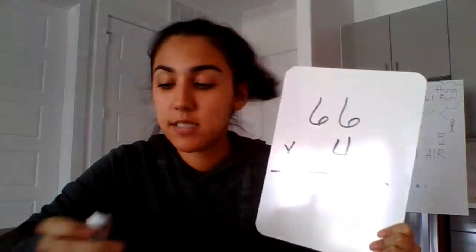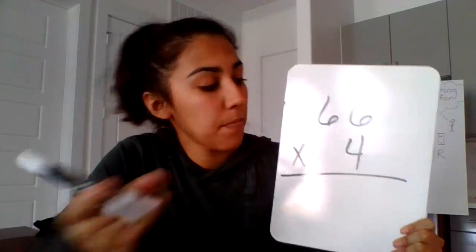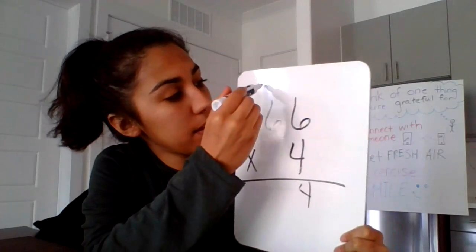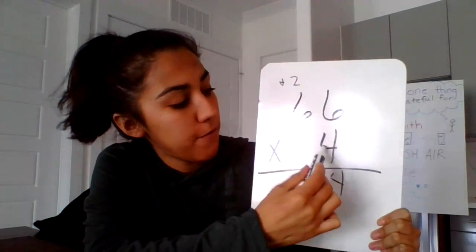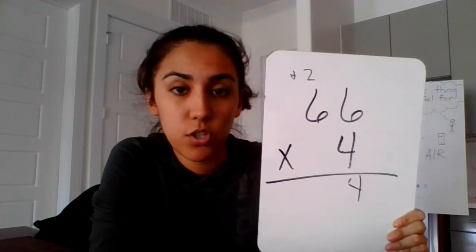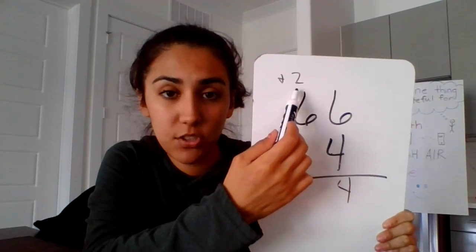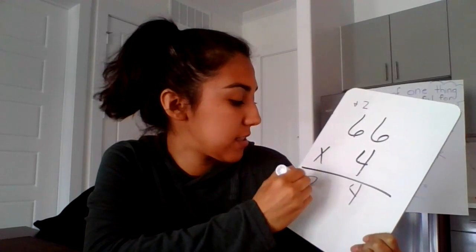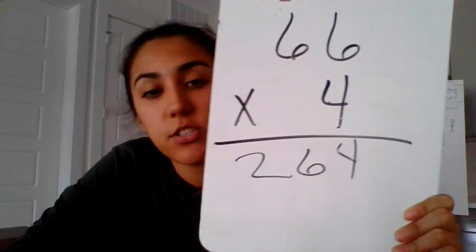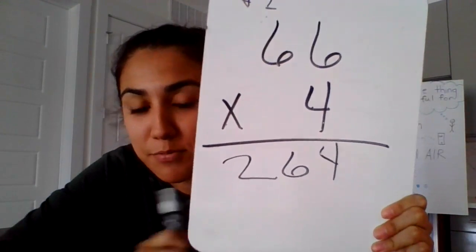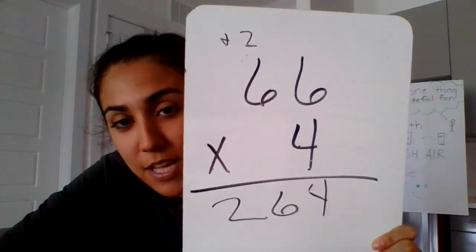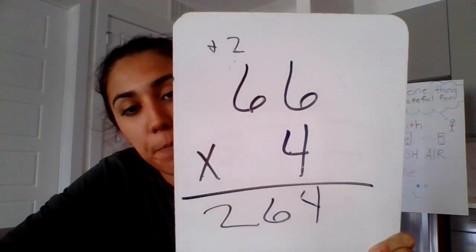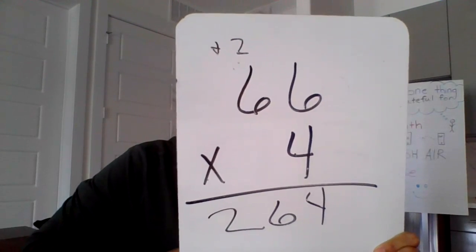4 times 6 equals 24, carry the 2. 4 times 6 equals 24 plus 2, 24, 25, 26. Your final answer, it looks a little messy, but 264.